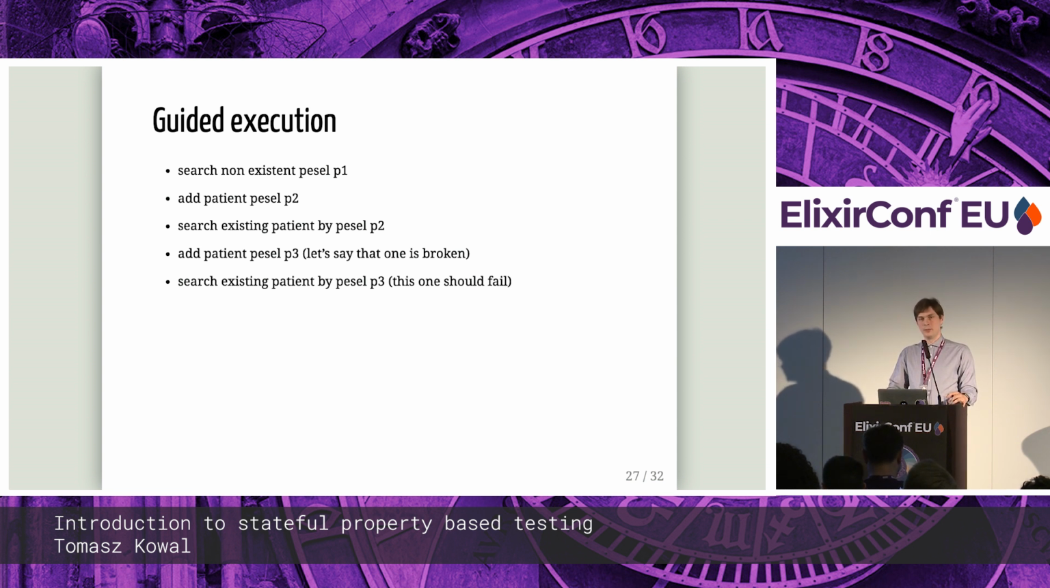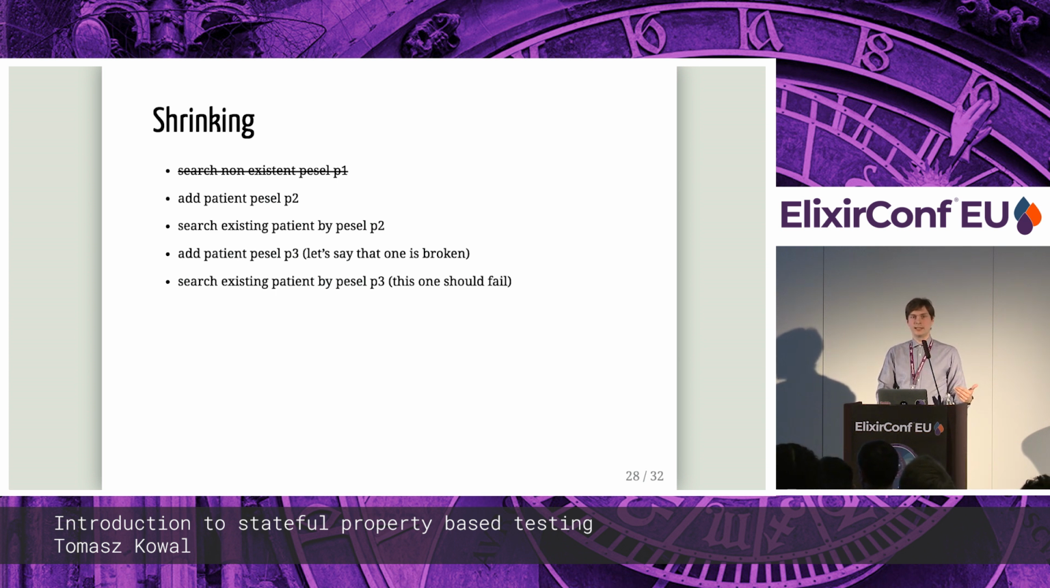So now PropEr starts the shrinking phase, and that is what is really important and why we needed all those callbacks. Because now we try to randomly take out some commands from those 5 in the beginning. So if we, for example, scratch the search non-existent patient, nothing bad happens. We can start the test again and see that it still fails.